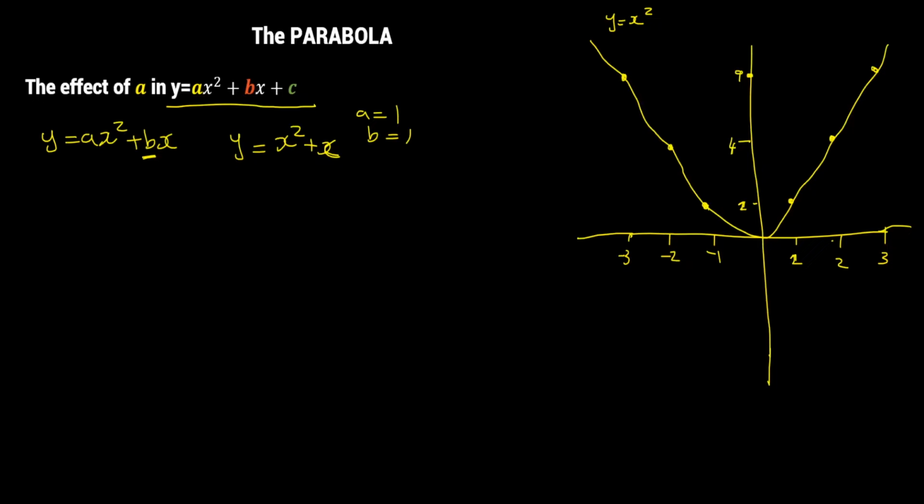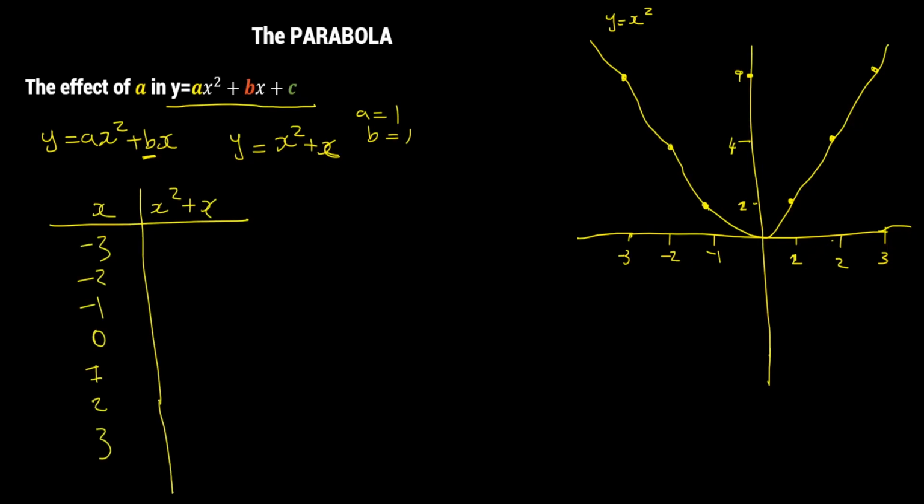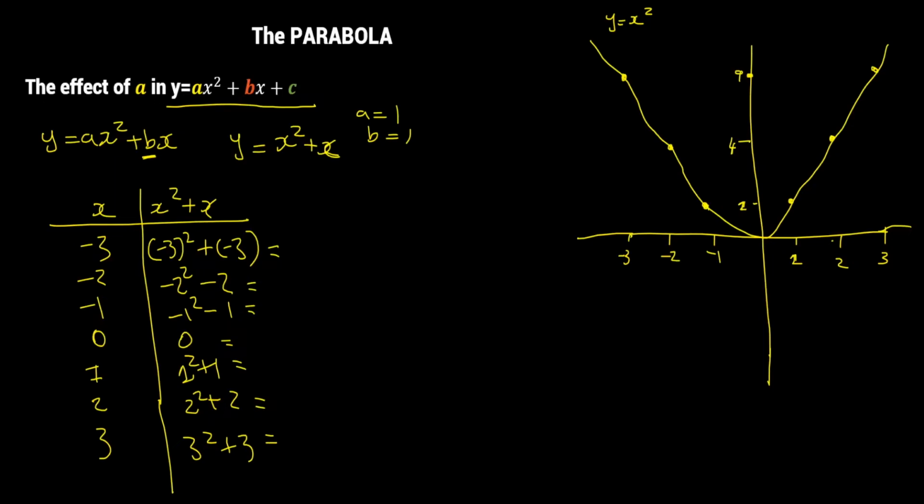We're going to build it up the same way. We're going to draw the graph of y equal to x squared plus x, and then we're going to substitute. Here we have 9 minus 3 is 6, 4 minus 2 is 2, and 1 minus 1 is 0. And this is 0. Then 1 plus 1 is 2, 4 plus 2 is 6, and 9 plus 3 is 12. So we have those points, and we're going to take these points and draw them here.